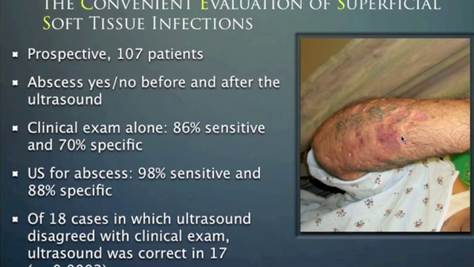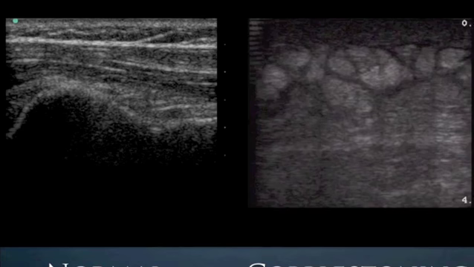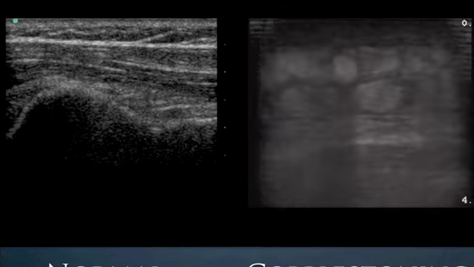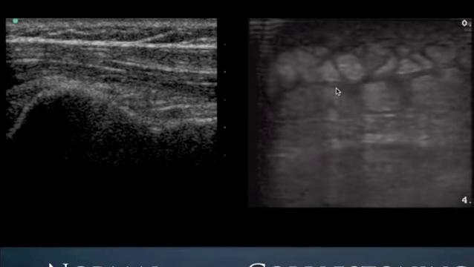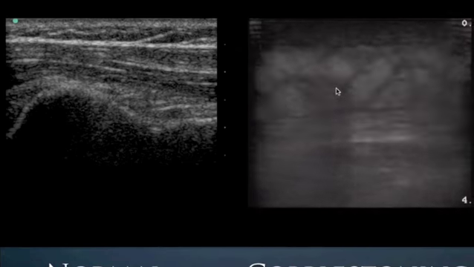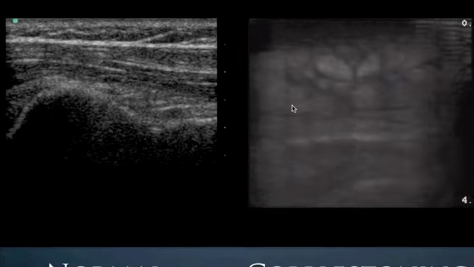Now, prior to using ultrasound, one would have likely explored the area in question surgically, however, unnecessarily, since this patient only had the signs of cellulitis demonstrated on ultrasound and there's no actual abscess. Here's this patient's arm in question. We can see prominent cobblestoning going on there, and this is consistent with cellulitis and not abscess.